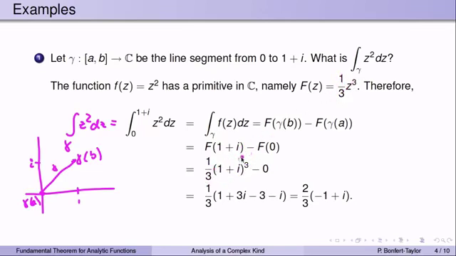1/3 times (1 plus i) quantity cubed is 1/3 times, and now we multiply through here, 1 plus 3i plus 3i squared, which is minus 3, plus i cubed, which is the same as minus i. And when you simplify, you find that's 2/3 times (minus 1 plus i).